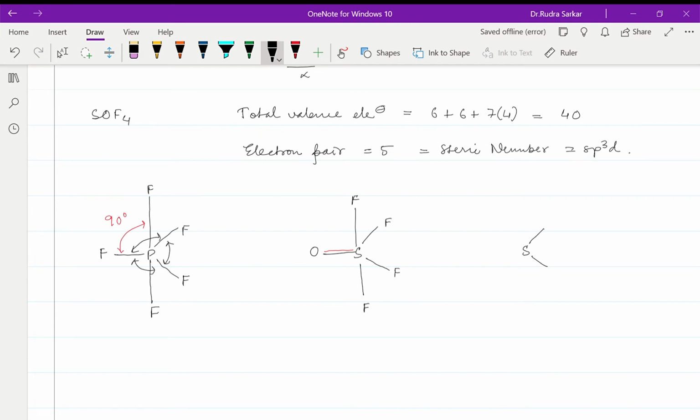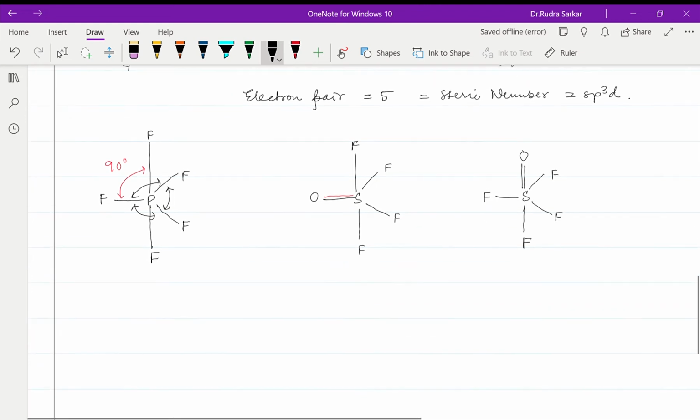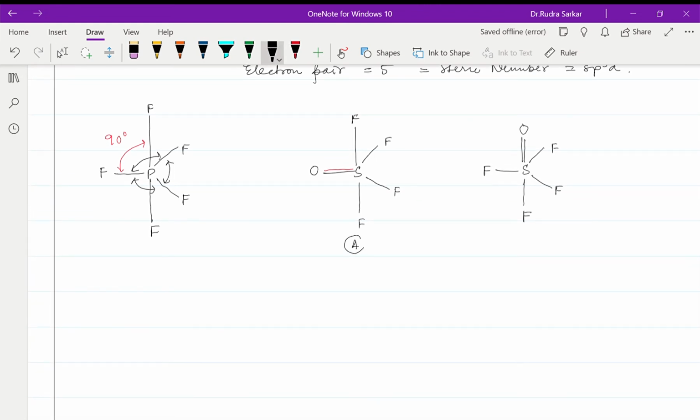What could be the other structure? You place all the fluorines in the equatorial bonds, and then you have one axial bond attaching to the oxygen and the other fluorine is like this. Okay. Now here, how to decide which structure? Say this is called structure A and I'm calling this structure B. Which structure will be the correct structure?